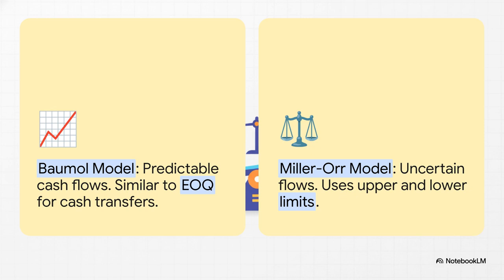But let's be real, what if your cash flows aren't totally predictable? That's when you use the Miller-Orr model. This model fully embraces uncertainty by setting an upper and a lower limit. If your cash hits the upper limit, boom, you buy investments to bring the balance back down to a target return point. If your cash drops down to the lower limit, you sell investments to bring it back up. It's a beautifully dynamic system built for the messy real world.